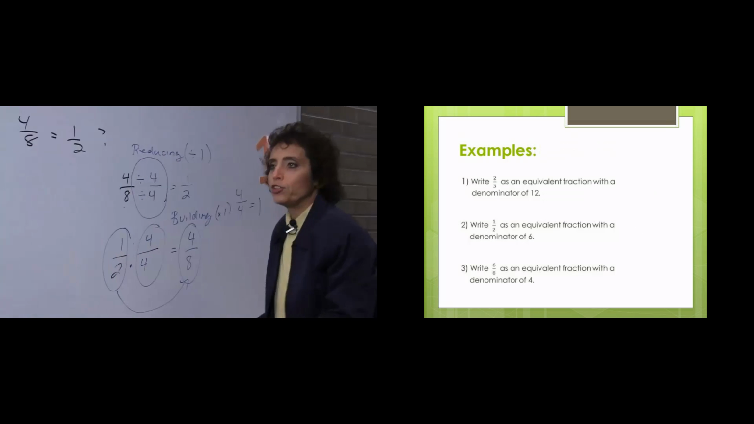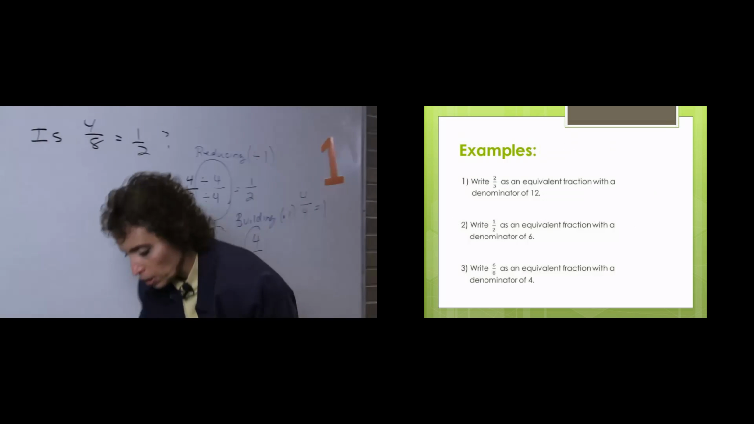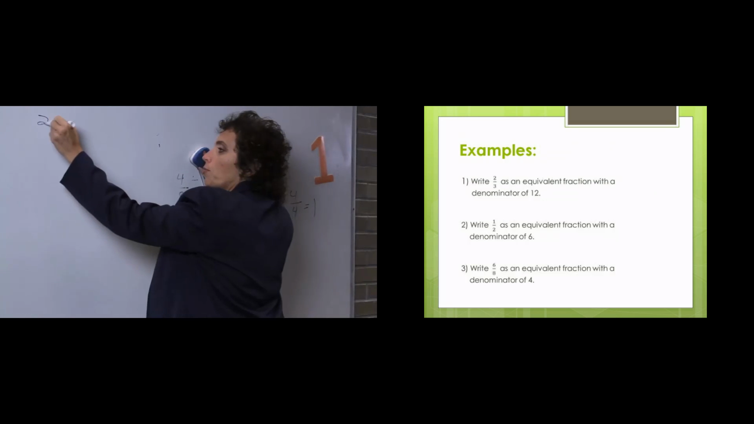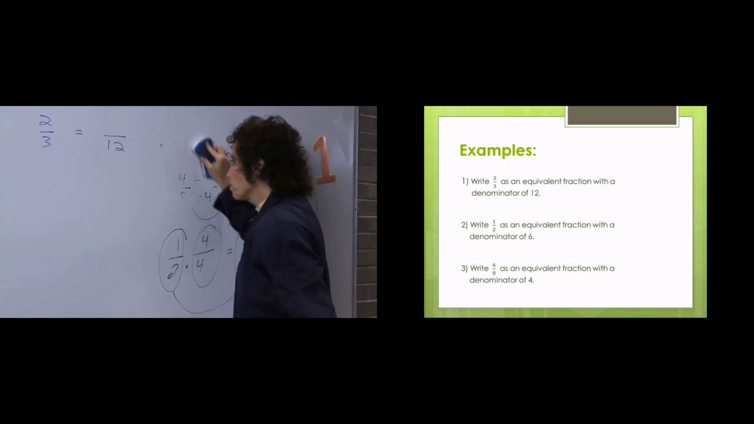All right, write 2/3 as an equivalent fraction with a denominator of 12. We can do this, and you have your workbook to follow. 2/3. You want it to have a denominator of 12. You want it to be an equivalent fraction.